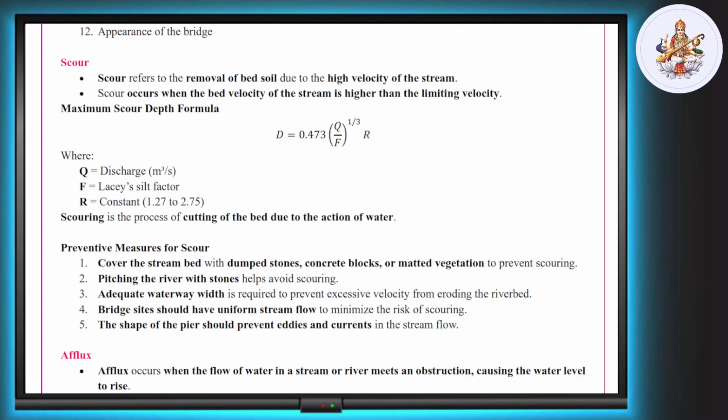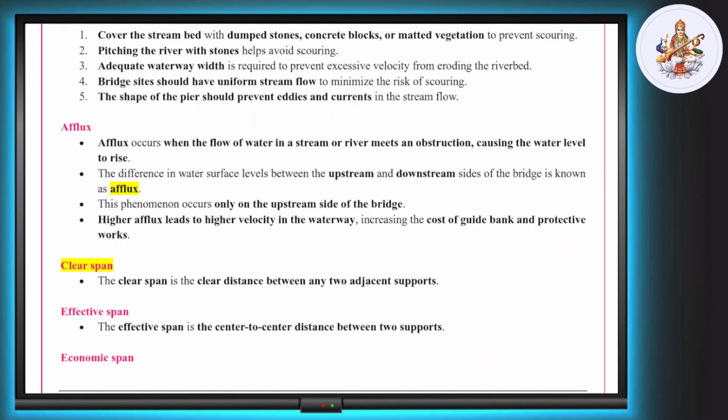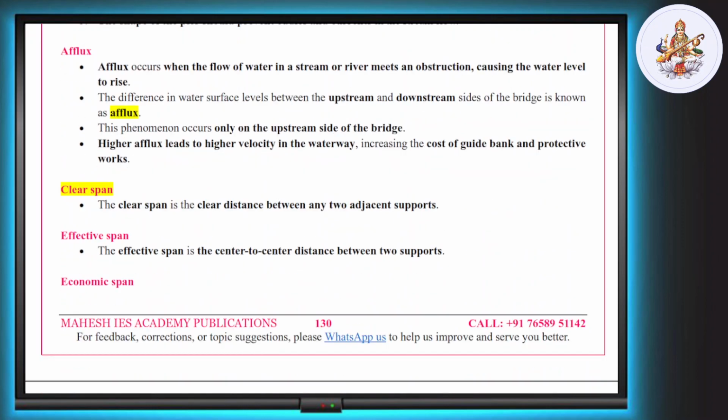Afflux. Afflux is the rise in water level due to obstruction by a bridge. What is afflux? It occurs when water backs up on the upstream side of a bridge. It causes water level to rise, just like what happens when you partially block a flowing pipe. Higher afflux means higher velocity, which means more cost for protective works. So, we must minimize afflux during bridge design.